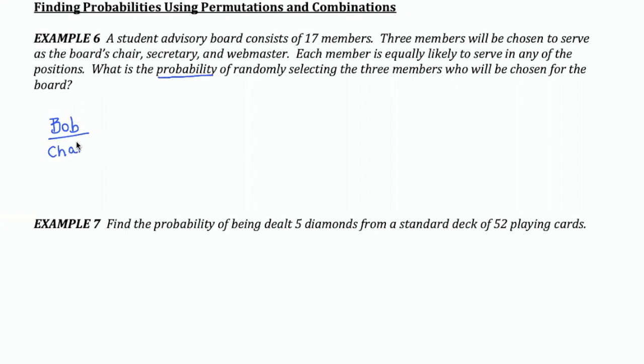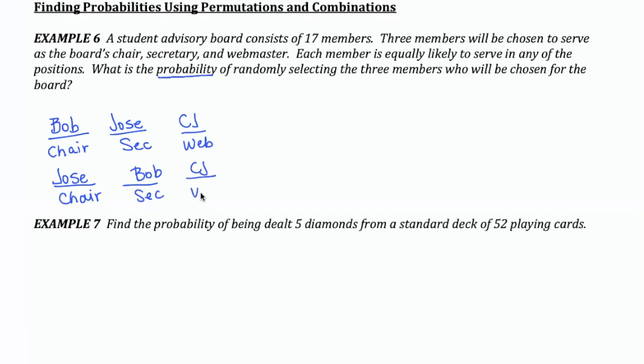role of the chair, and then Jose for secretary, and CJ for the webmaster, is definitely a different committee formation than if I change up Jose and Bob, make Jose the chair, Bob the secretary, and keep CJ as the webmaster. So again, order is important here. I'm choosing for specific positions.